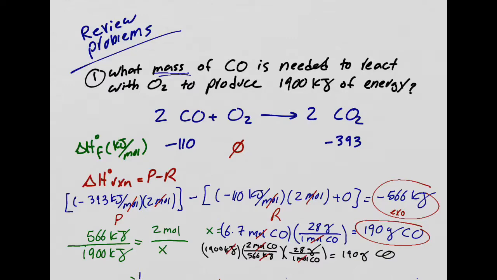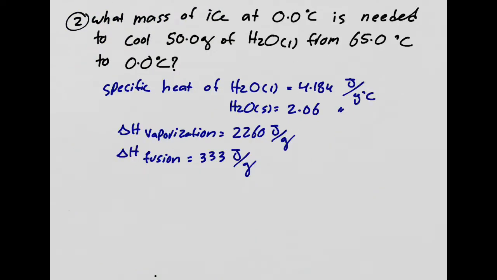Okay? Again, one more time. 2 moles of carbon monoxide gives me 566 kilojoules of energy. How many moles do I need to make 1900 kilojoules of energy? It could be just a proportion. Okay, beautiful. Ready for next one? Here is my next problem. Pause me and then do this problem and I'm going to go over it with you.